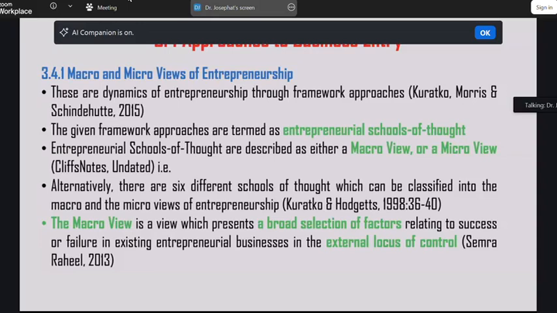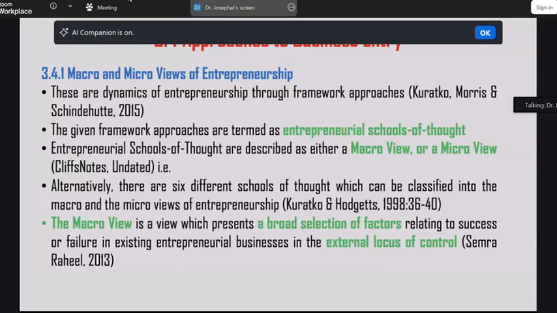So whenever we're talking about the approach to business entry, we talk based on the two views. We have those who talk about macro views and the micro views of entrepreneurships. So these are the two dynamics of entrepreneurships through framework approaches. The given framework approaches are termed as entrepreneurial school of thought. And entrepreneurial school of thoughts are described either as macro view or micro view.